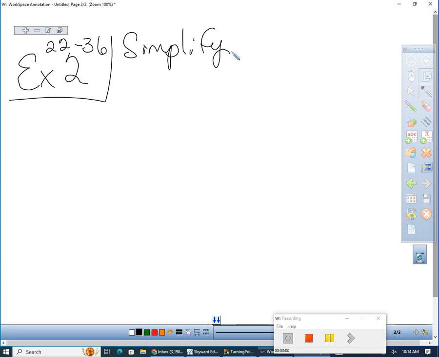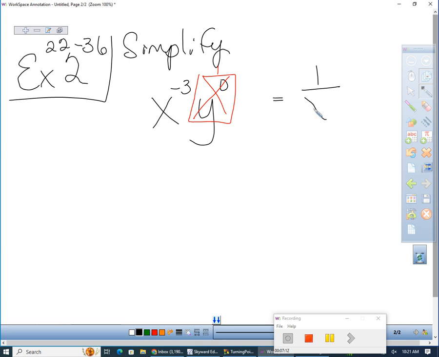So what I mean by that is, let's say I have x to the negative 3, y to the 0. Okay? So, yep, y to the 0 becomes 1. So I can cross that out. Now it's 1 times x to the negative 3. So now where does my x to the negative 3 go? In the basement, to the bottom. And what happens to my exponent when it goes down? It becomes positive, yes. So this becomes 1 over x to the third.